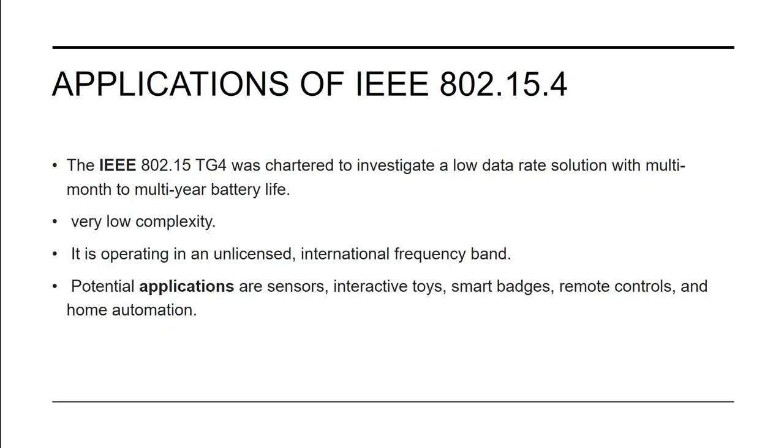Now the applications of IEEE 802.15.4. This is used to investigate a low data rate solution, that is LR, with multi-month to multi-year battery lifetime and very low complexity. It is operated in an unlicensed frequency band, and the potential applications are sensors, smart badges, interactive toys, remote controls, and home automation. So these are some of the applications of IEEE 802.15.4. It can also be used in agriculture for sensing soil moisture, pesticides, and pH levels.